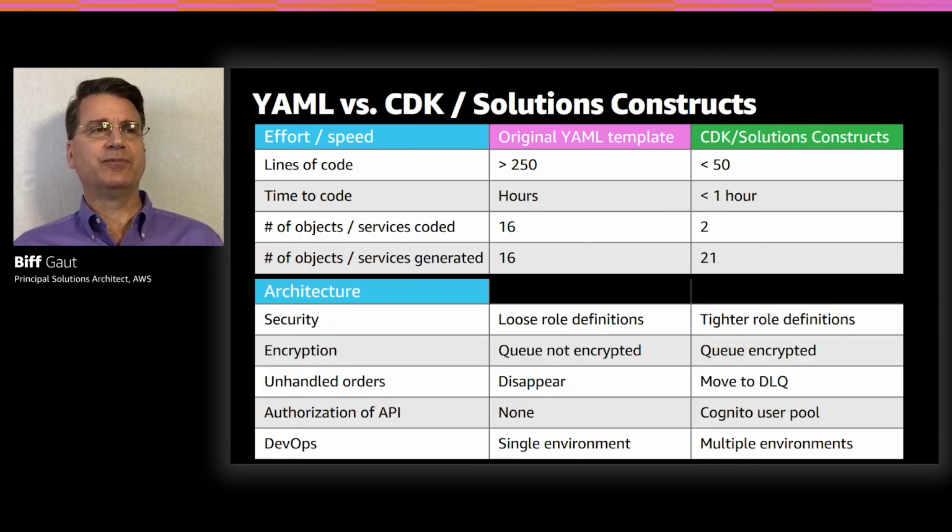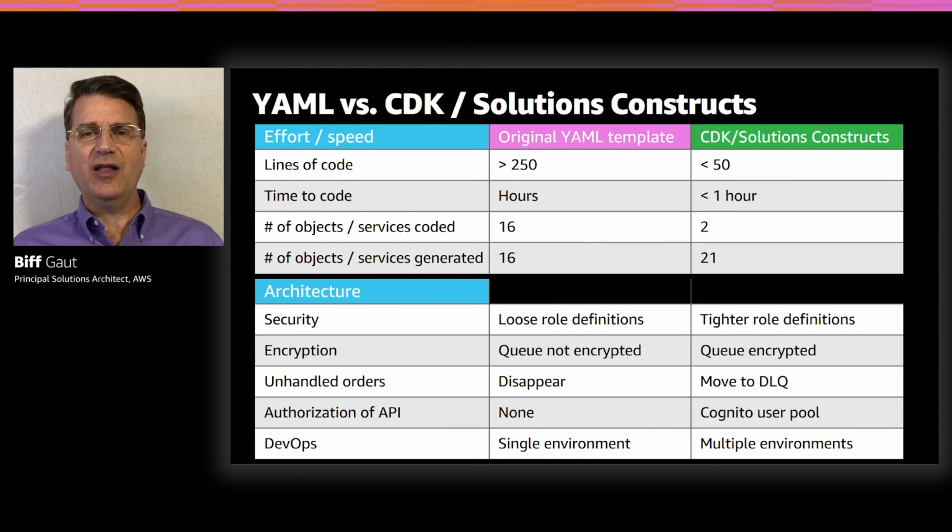How much better was it? Well, we now have more tightly defined role definitions for better adherence to the principle of least privilege. Our original queue was not encrypted. Our new queue is encrypted. Whereas there was no mechanism to handle failed orders before, they disappeared into the ether. Now they get moved to a DL queue so we can process them. Our original prototype was exposed to the internet. Our new prototype has a Cognito user pool protecting the endpoint. And finally, we're in a much better DevOps situation because we can deploy multiple stacks to a single account, and we can deploy new Lambda code easily.